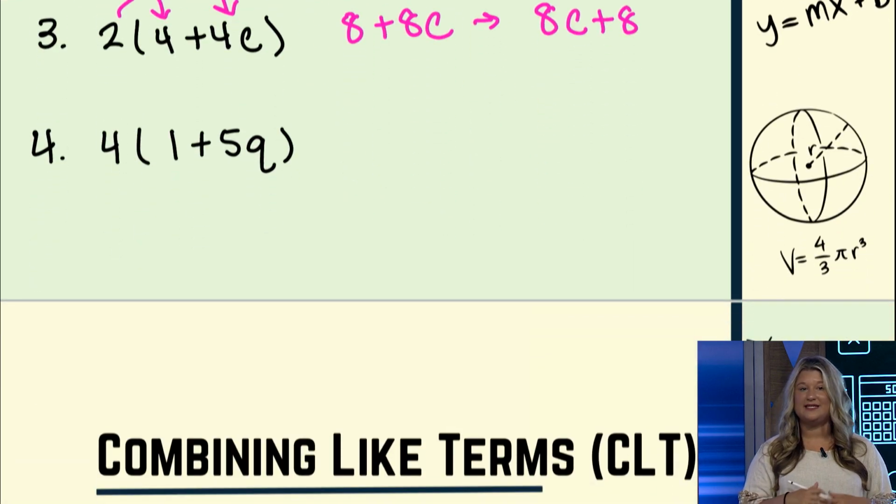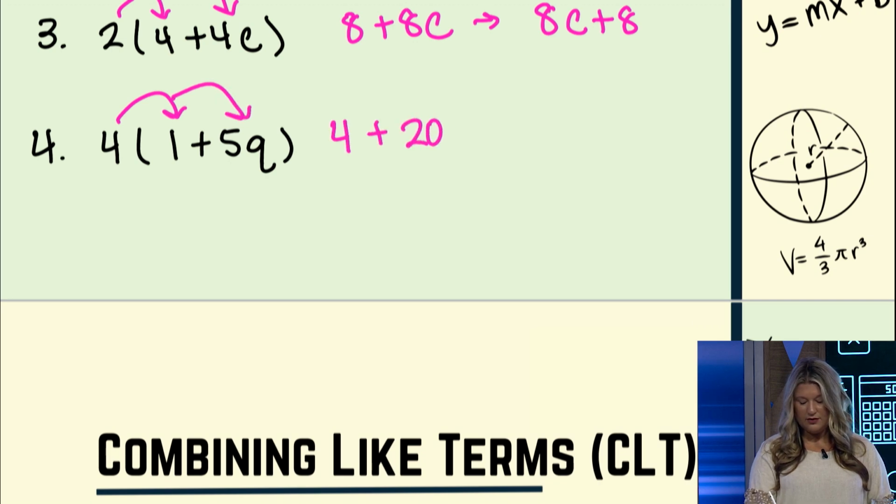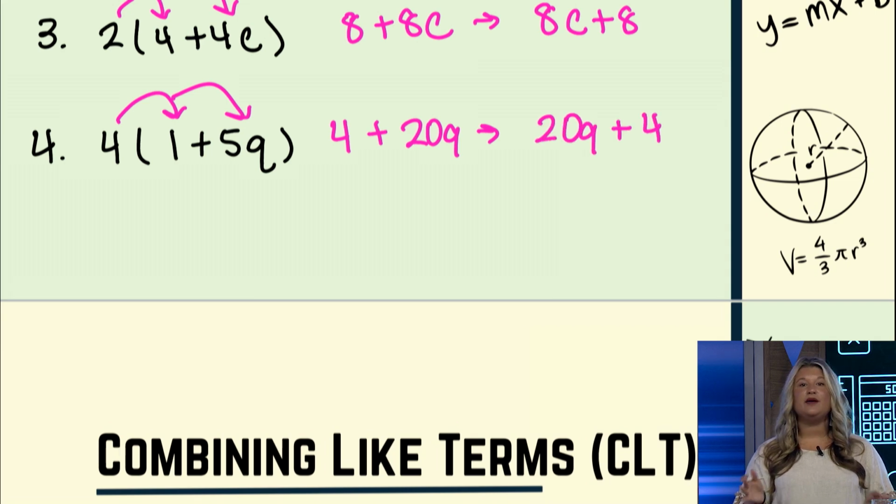So number 4, same thing. We have 4 times 1 and 4 times 5q, so we have 4 plus 20q. And rewrite that in standard form, in proper form. And we get 20q plus 4. I'm going to do one with a negative because all these are positive.